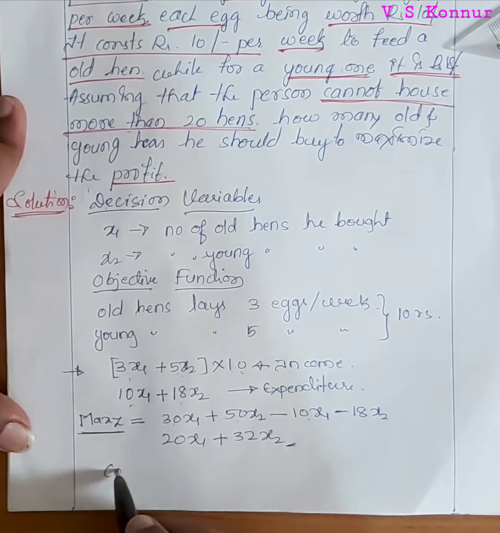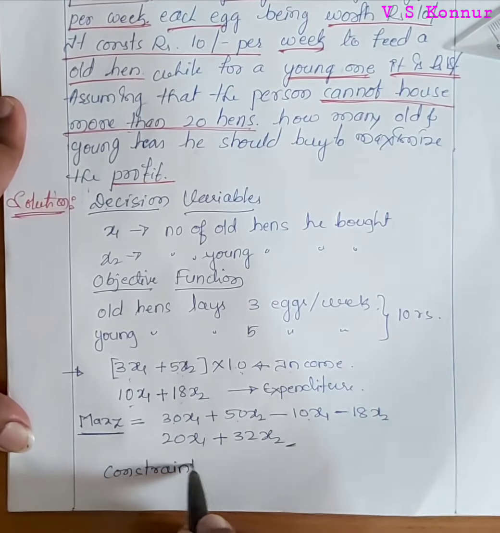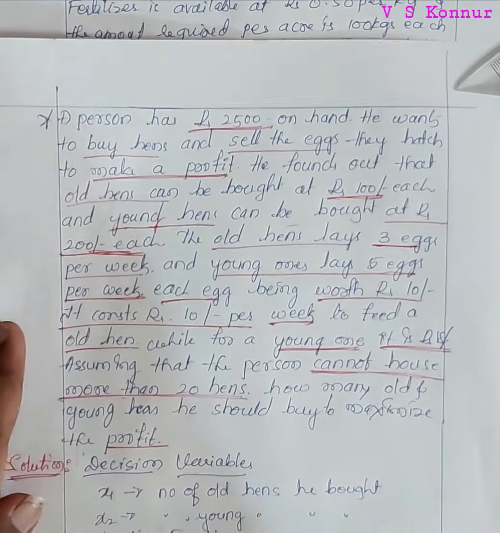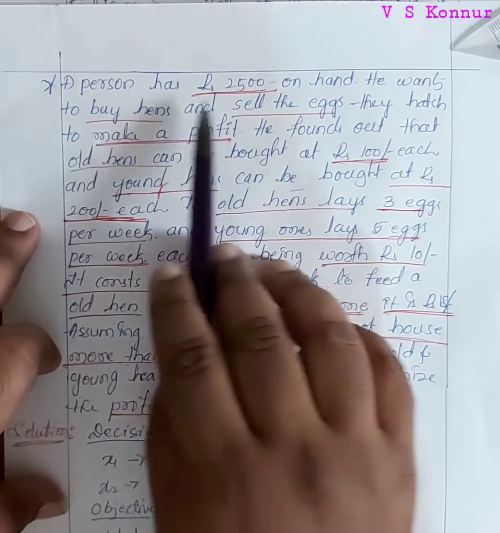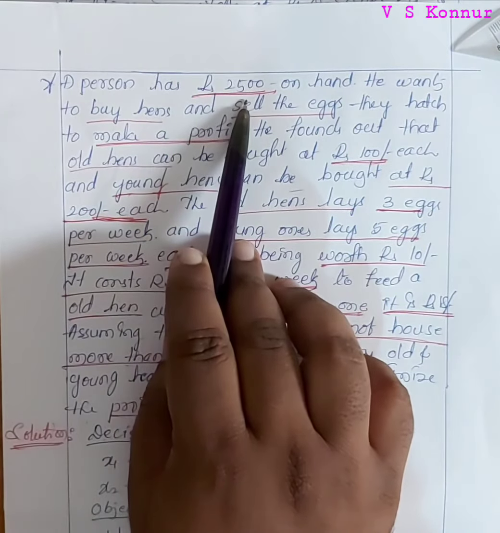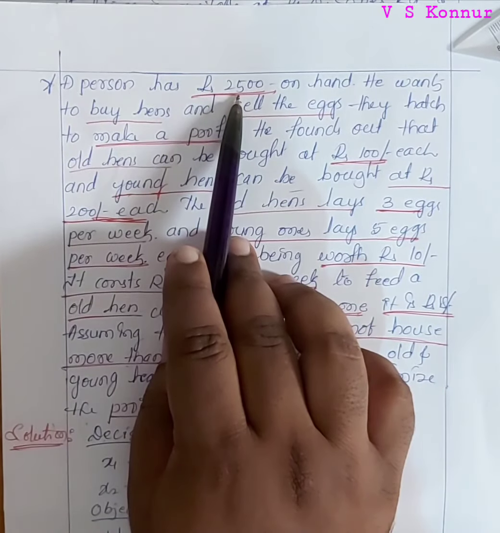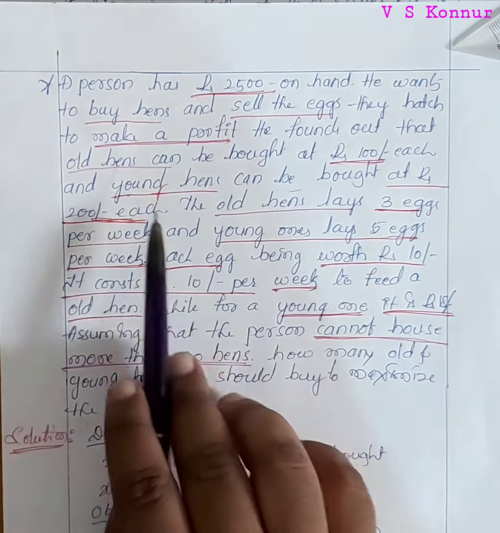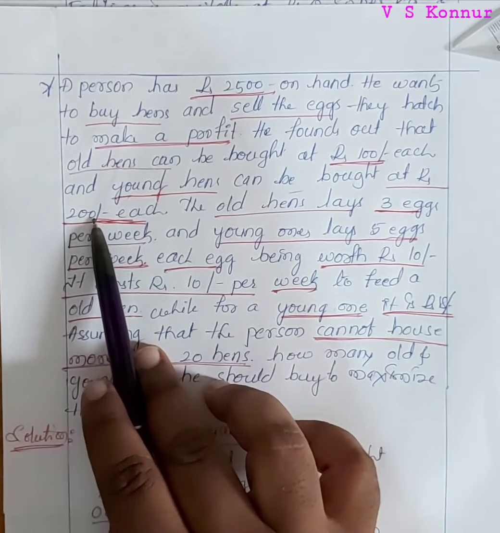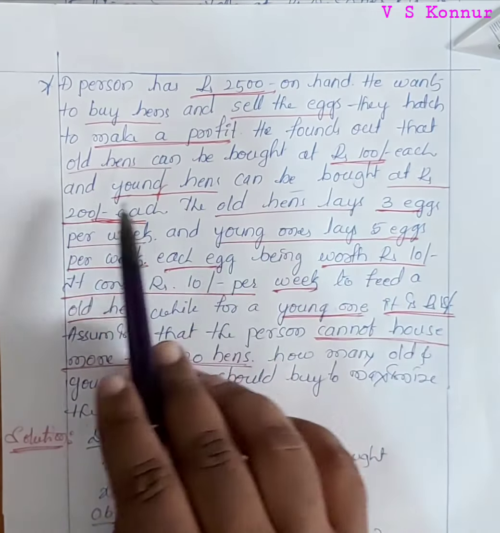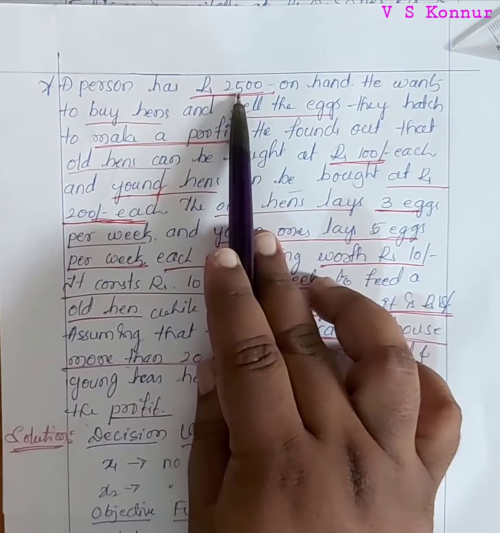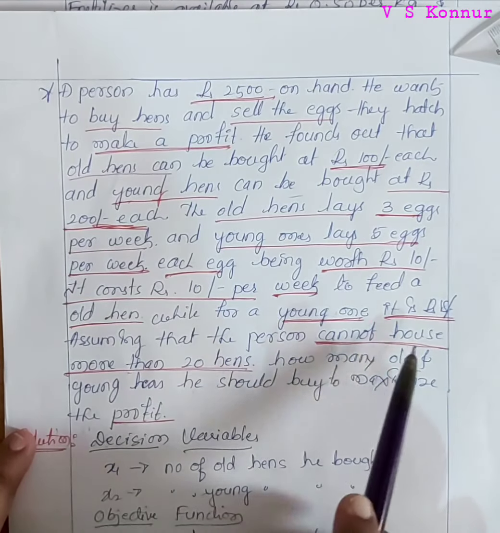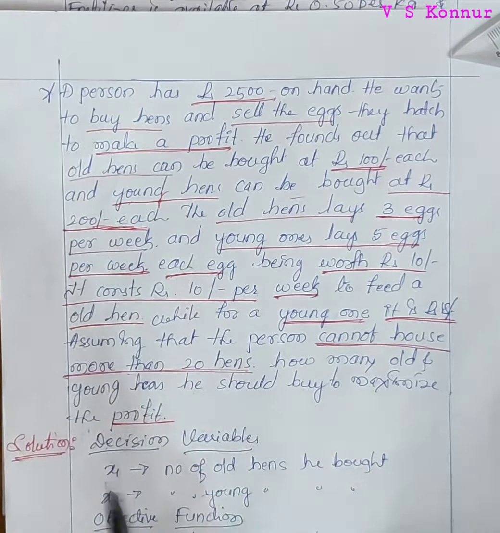Then we have to define constraints. In the constraint part, they have given that a person has 2500 rupees. A person is having 2500 rupees, means he will buy old hens at 100 and young hens at 200. That is nothing but 100x1 plus 200x2 less than or equal to 2500. This is one. The second one is the person cannot house more than 20 hens.